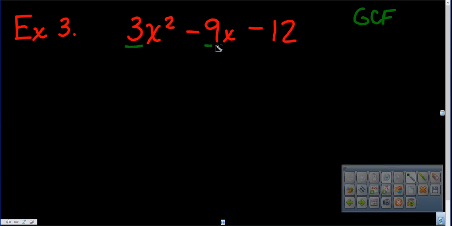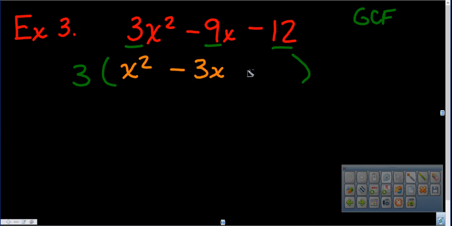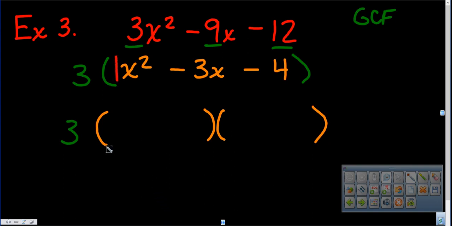The greatest common factor here is a 3. So I'm going to factor a 3 out, and then the remaining trinomial would be x squared minus 3x minus 4. The 3 is a factor, so I leave it there, but the orange trinomial will factor into two binomials like we did before. And now you may notice that this a value is a 1. So how can I get x squared? That's going to be x and x.